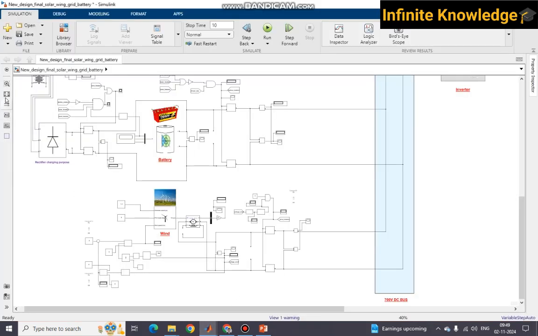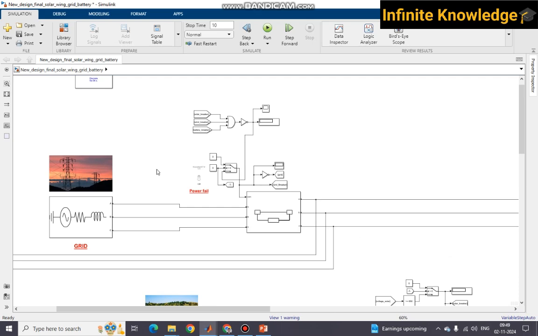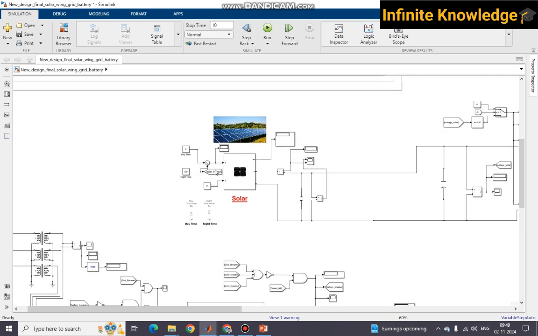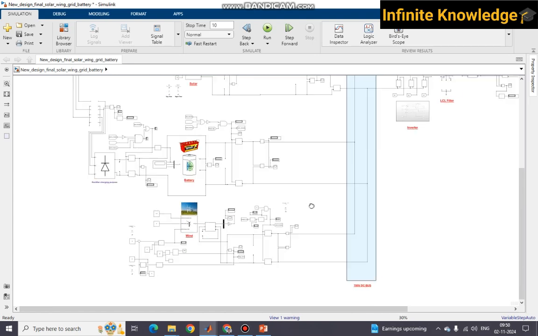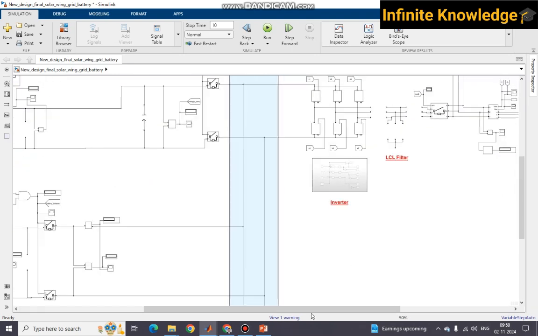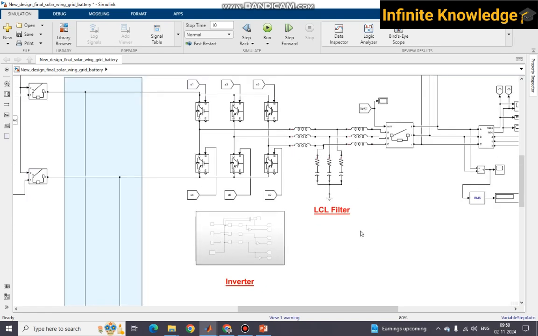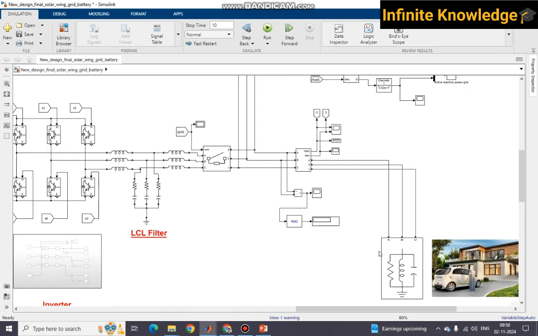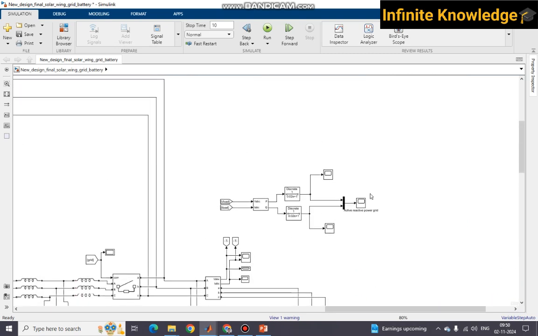Yes, so you can see this is the wind, this is a grid part, this is a solar part, this is a battery part, this is a wind part, and finally they are merging at a DC bus. This is a 700-volt DC bus. Then it goes to the inverter circuit and the filter circuit, and this is our final 8 kilowatt household load. You can measure the active and reactive power here.